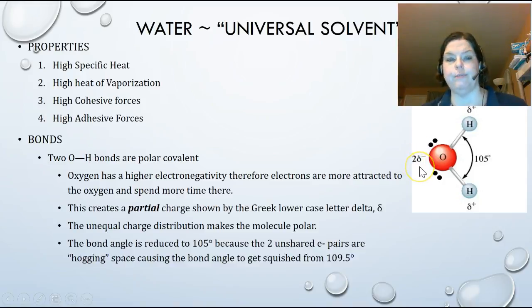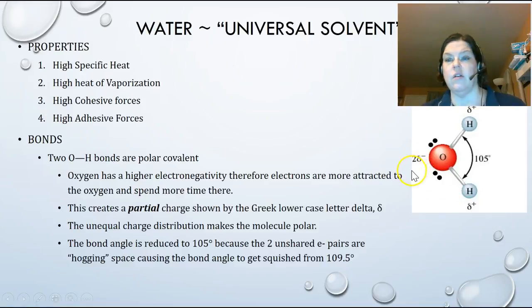We also notice the bond angle here. Now, we don't know much about bond angle, but what we do know is that in a situation like this, the bond angle should be 109.5. But because we have these pairs of electrons that aren't being shared by anybody, they're hogging the space. So what they're doing is squishing the bond angle between the two H's by about 4.5 degrees, because hydrogen doesn't have very many electrons, so it doesn't need as much space. The electron pairs take space there.